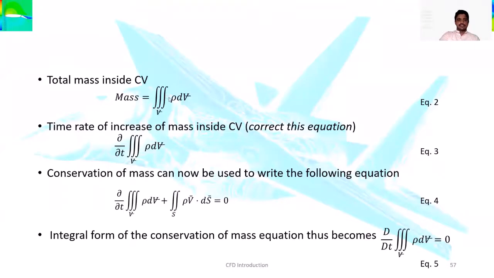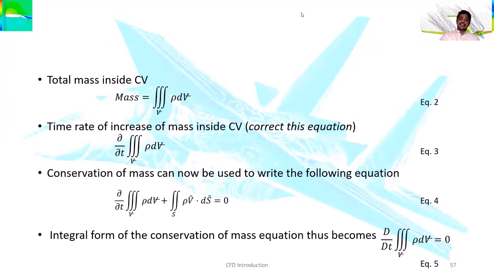So mass inside the control volume is represented as density into the volume. From your simple definition of the density, I have brought this equation 2 here. So what exactly is the simple definition? Density is defined as mass per unit volume.